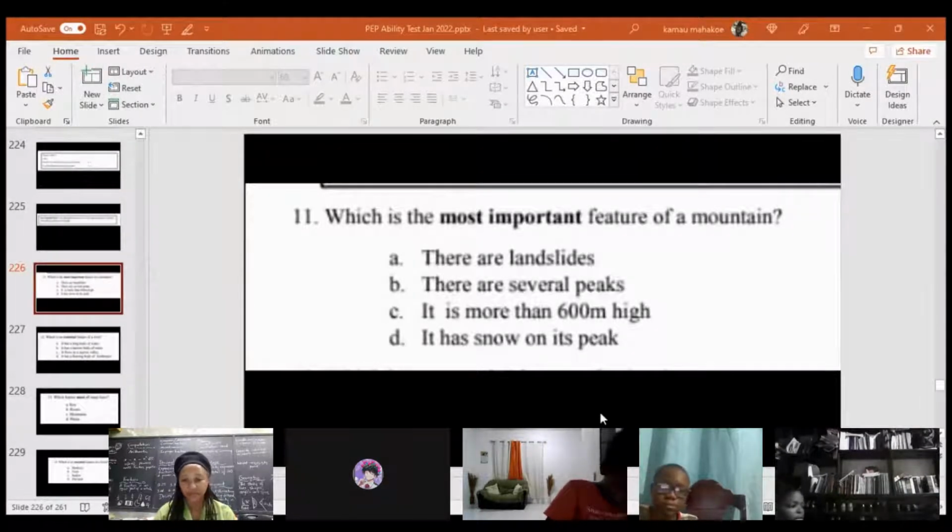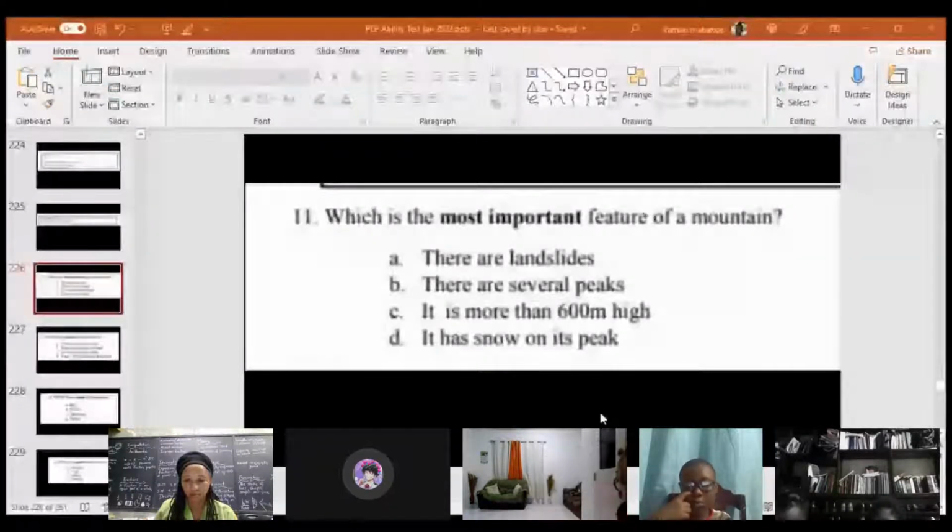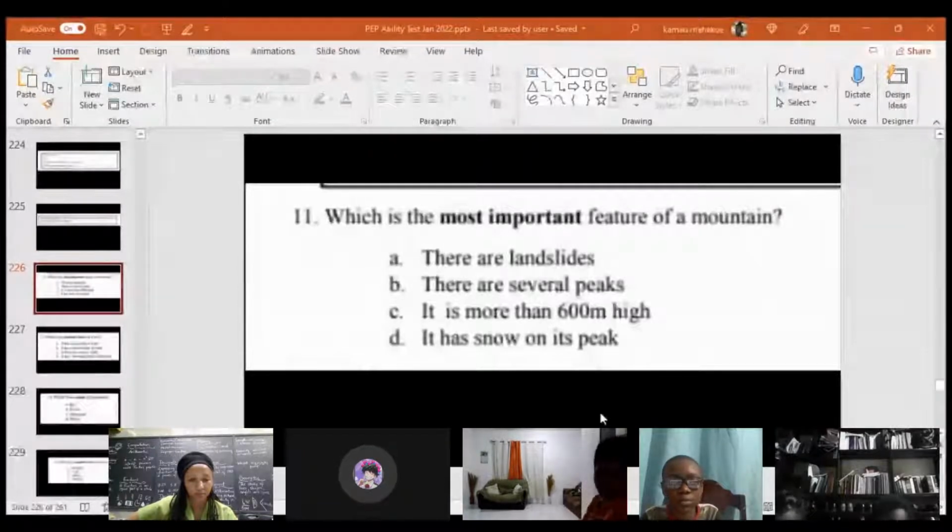I'm hearing you. Number 11. Which is the most important feature of a mountain? A. There are landslides. B. There are several peaks. C. It is more than 600 meters high. D. It has snow on its peak.